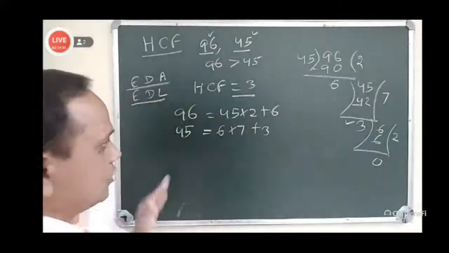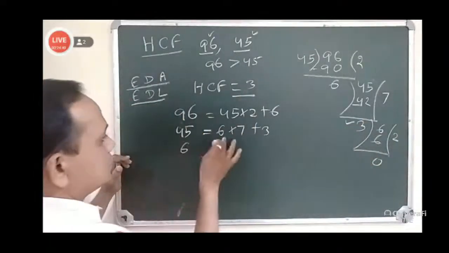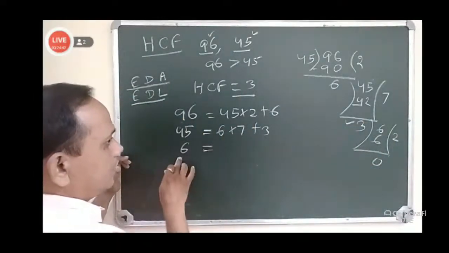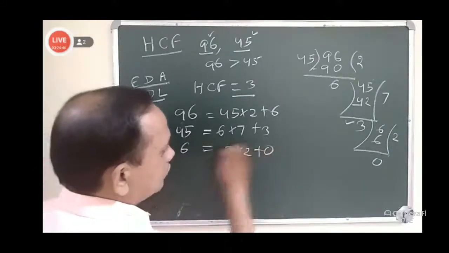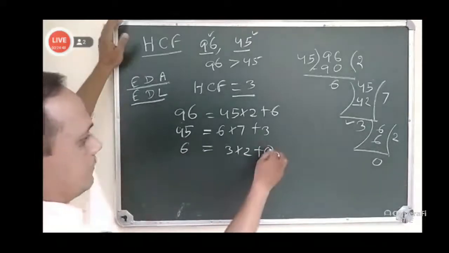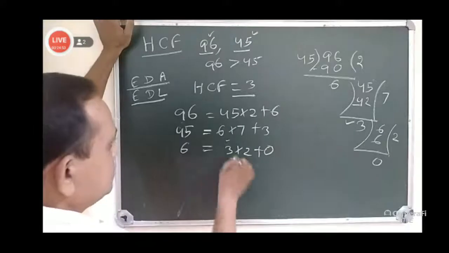The division process does not stop. Thirdly, this 6 will come to the dividend place. 6 equals 3 into 2 plus 0. The remainder will be 0. Then your HCF is 3. HCF equals 3.